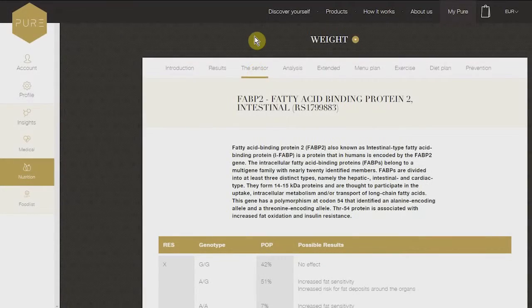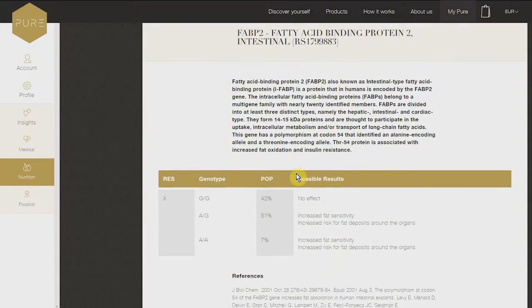Now, if you go to the sensor, you will find some science behind all of these genes. Again, this is similar to the medical section that I've explained in other videos. It will show you this is the FABP2 gene. If your result is the axis here, it means this is your result. You have GG as the genetic result. It's the same as 42% of the general population, and this has no effect on your body weight.